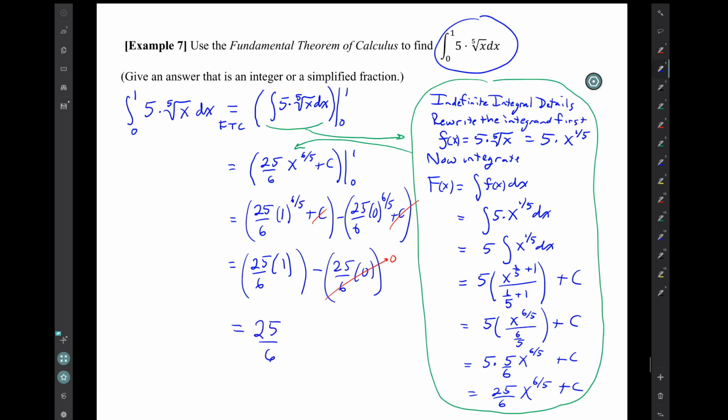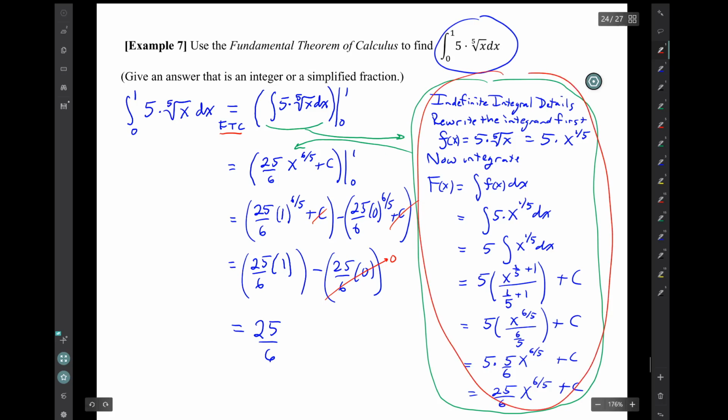There's our result. We used the same approach. We started by using the fundamental theorem of calculus to replace this definite integral with this expression involving the indefinite integral. We did the indefinite integral details off to the side, substituted them back into the parentheses where the indefinite integral was sitting. The steps in the indefinite integral were the standard ones.